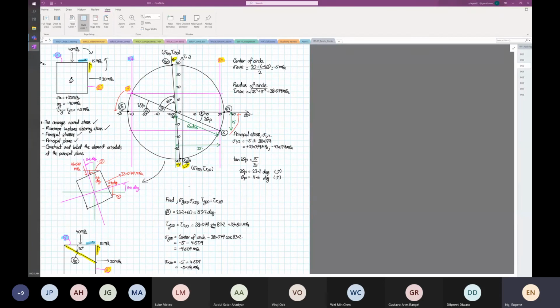So go for a break. We come back, we're going to draw the stress state at the element rotated 30 degrees clockwise from the original element. So take a 15 minutes break. We will come back at 10:45.